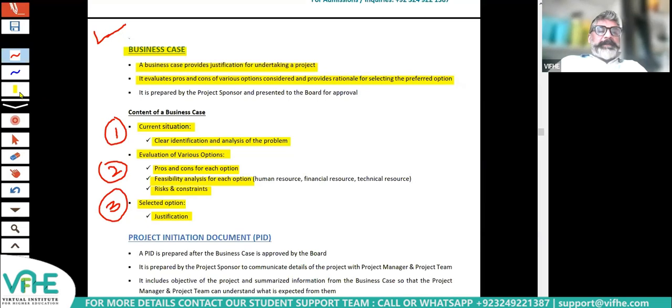Who prepares this document? It is prepared by the project sponsor and it is presented to the board for approval.